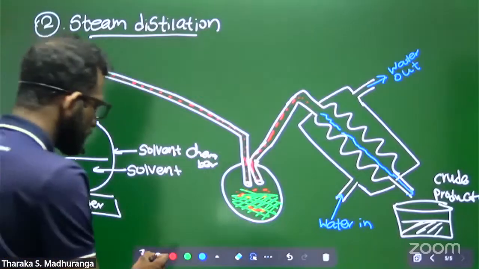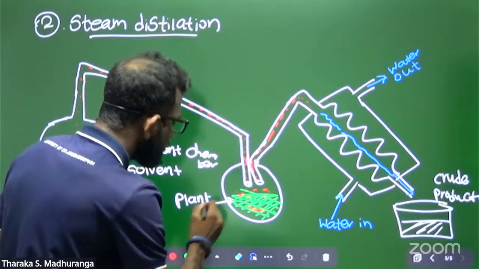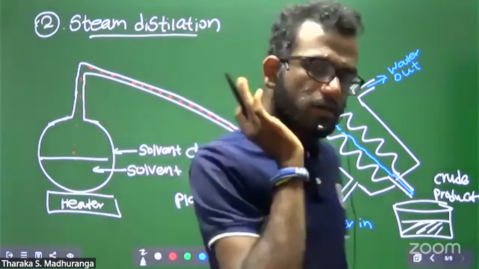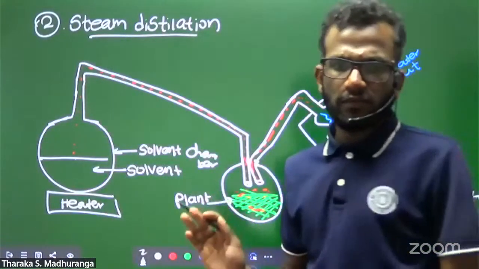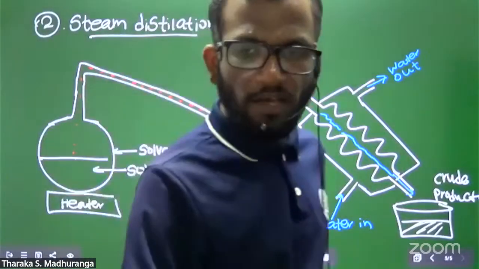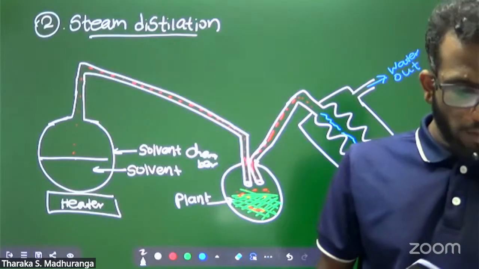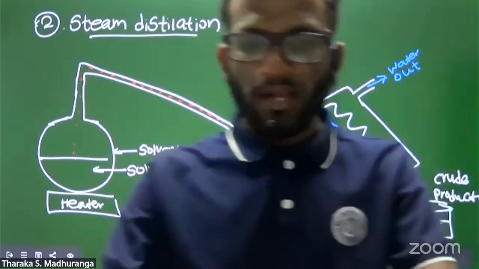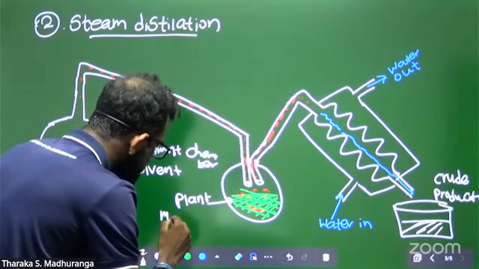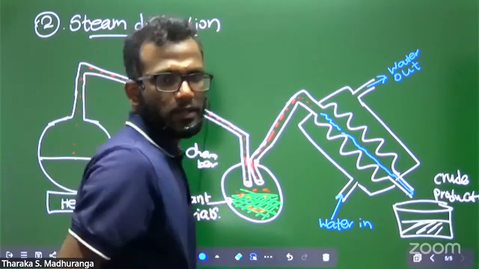This is a plant value. Okay, draw this and label it. If you remember the figure, that's enough for this part. That's why I have not given any process explanation. These you don't need to remember as by-heart knowledge. If you can remember the figure, that's enough. Plant material.